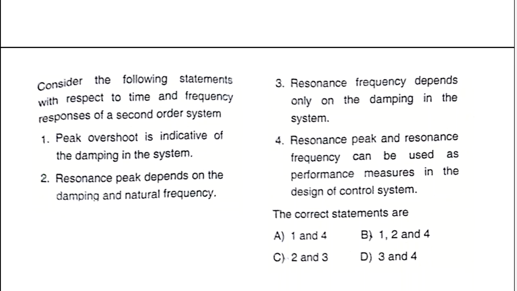So this is a theory question here. Consider the following statements with respect to the time and frequency responses of a second order system. Peak overshoot is indicative of damping in the system. Resonance peak depends upon the damping and natural frequency. Resonance frequency depends only on the damping in the system. And the fourth point is resonance peak and resonance frequency can be used as a performance measure in the design of control systems.